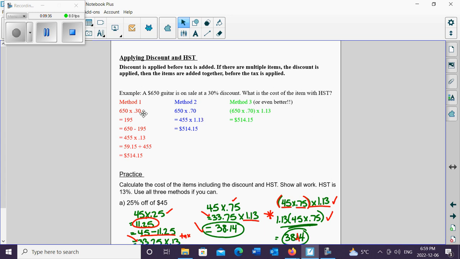Method 1, there were 3 or 4 or 5 of you that like doing it this way. So you took the price and you took the discount off, and 30% of $650 is $195. That's how much money you're saving, so you have to subtract it from the original price, and you get this $455. Then you multiply the tax.